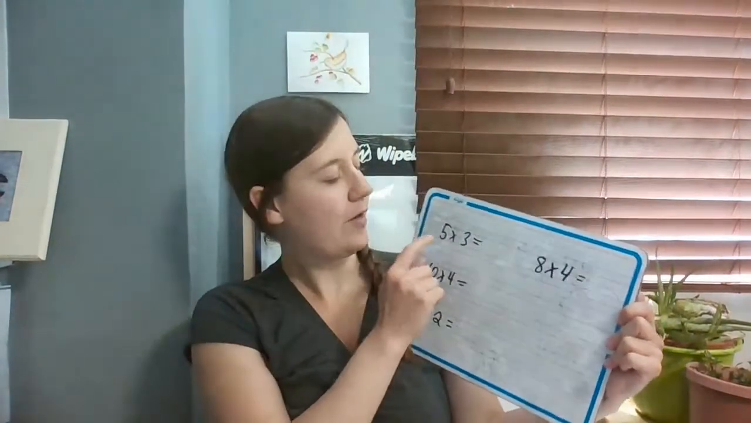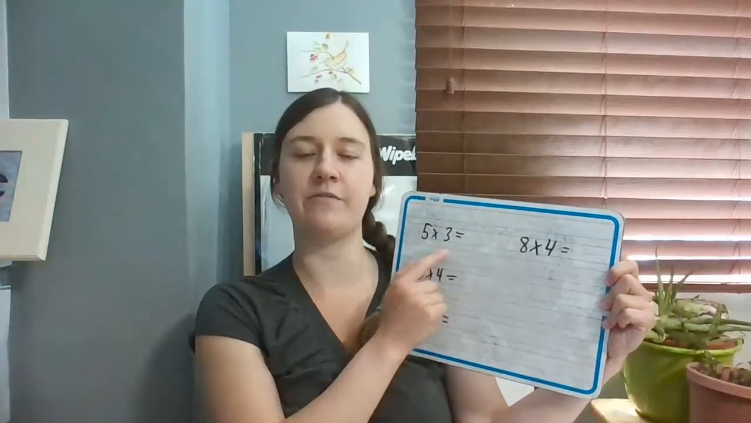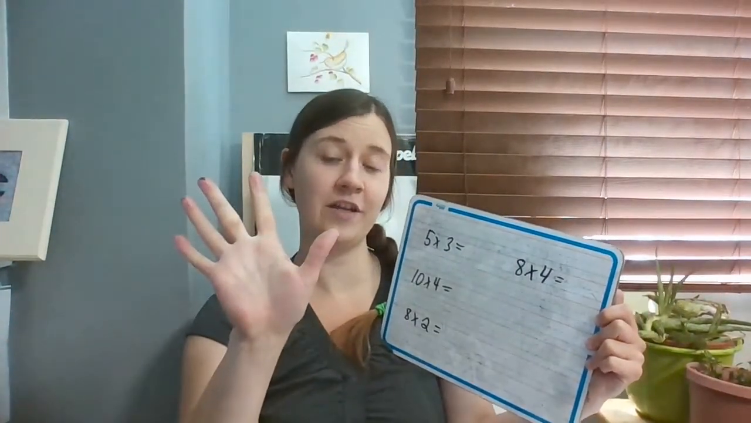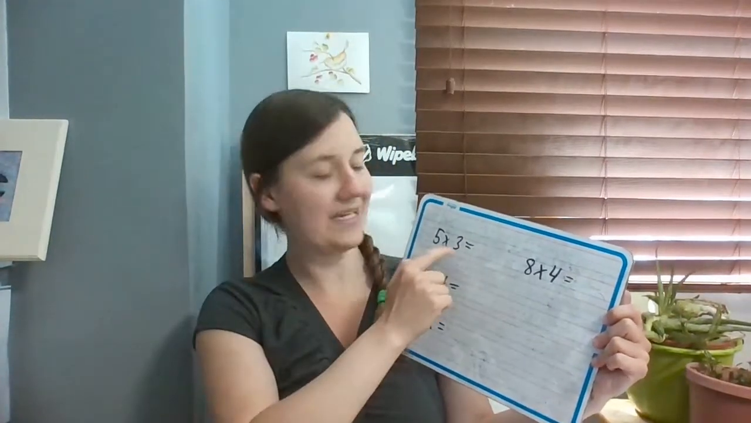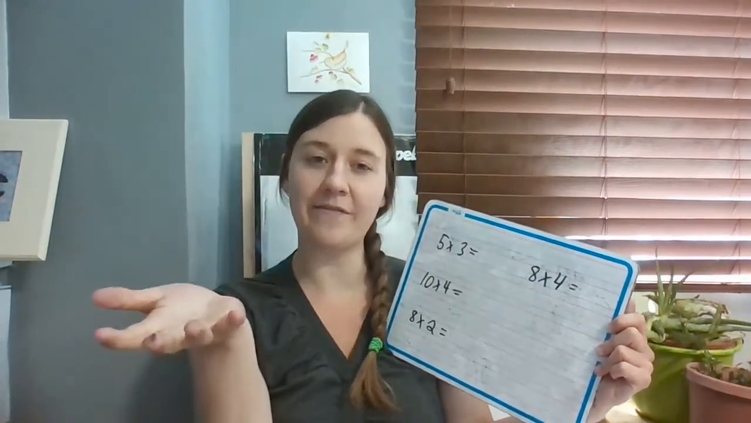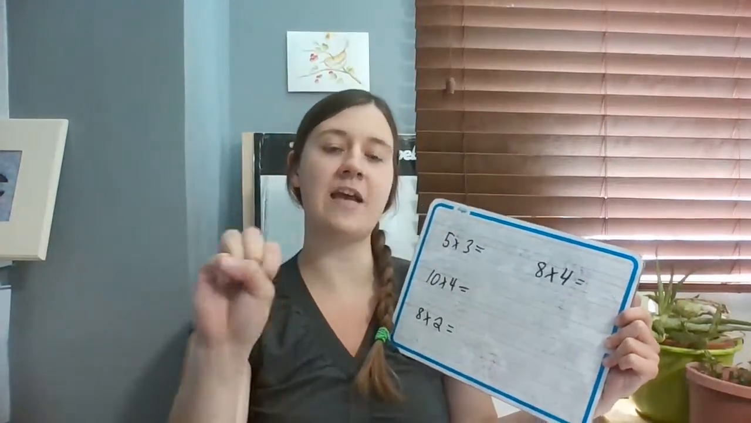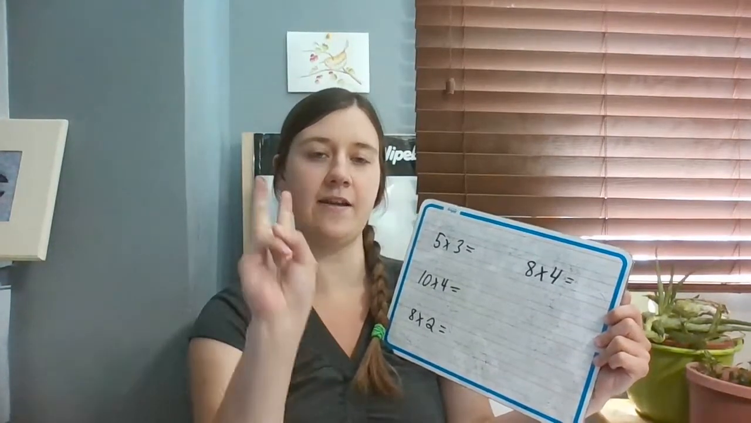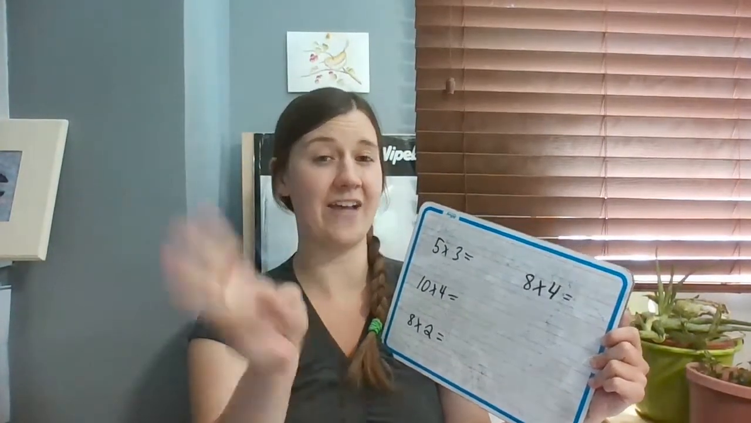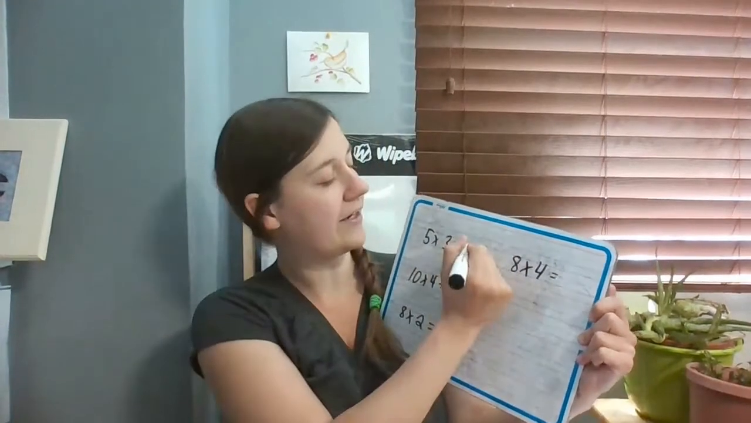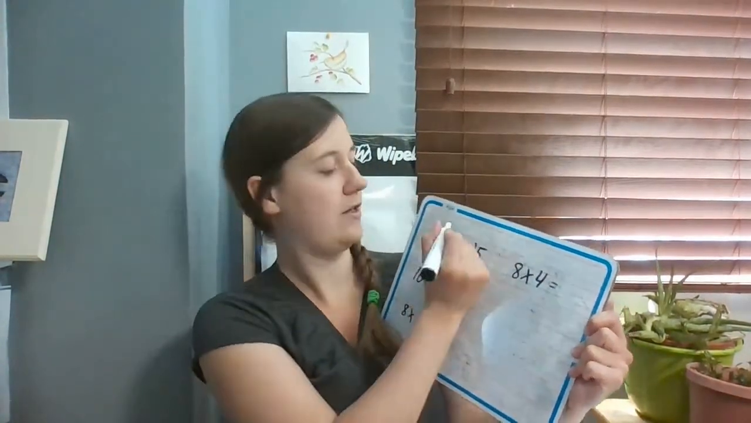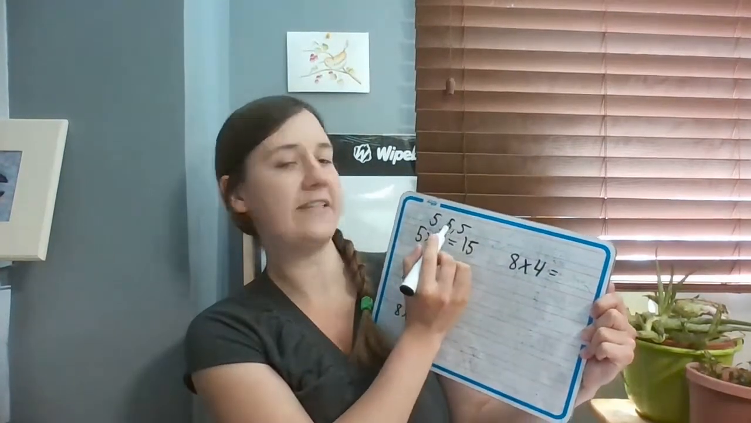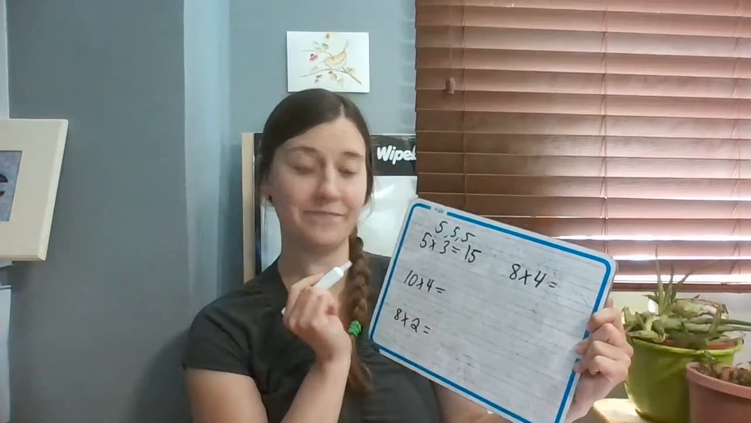So first, I've written some questions. I have 5 times 3. Now, it's easy to count by 5s, and I would just count by 5s 3 times. So we can count by 5s, that's easy. Let's do it. Let's count by 5s 3 times. So we have 5, 10, 15. We counted by 5s 3 times, so the answer is 15.